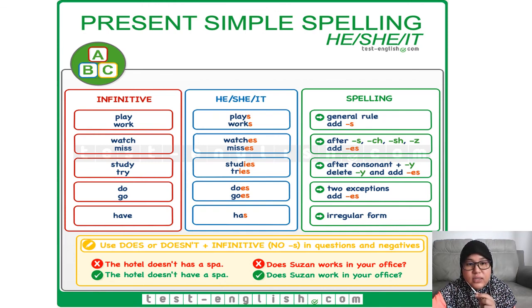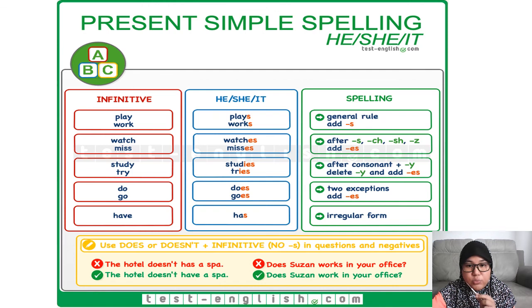Alright, the third one is study, try. Study becomes studies. Try becomes tries. Where is the y? For the spelling rule, after consonant y, you need to delete y and add es. Means study, delete y and replace with ies. Buang y ganti dengan ies. Try pun sama. Try becomes tries. Number 4, do and go. For do and go, two exceptions. So you need to put do.